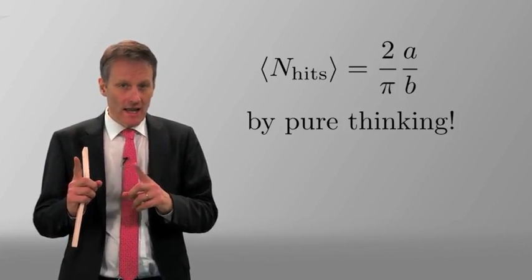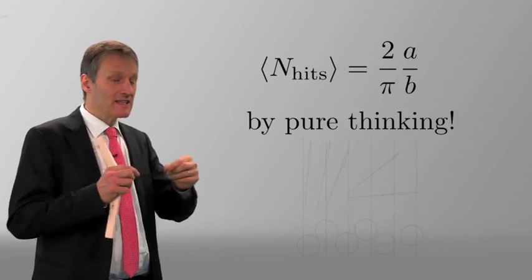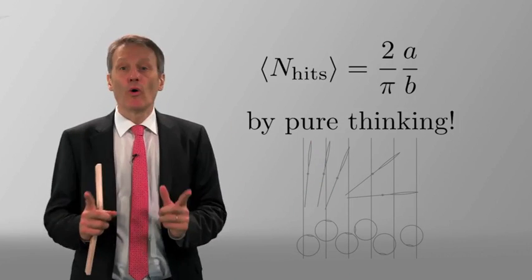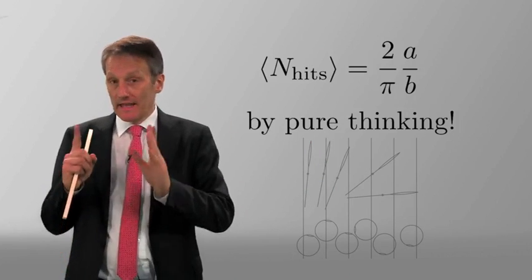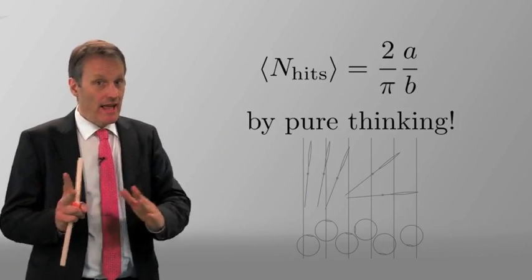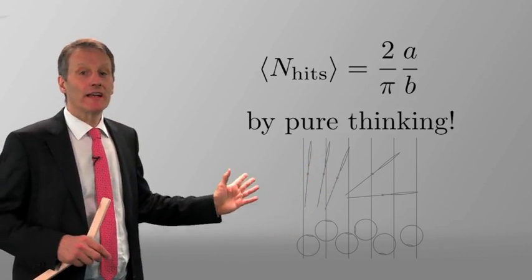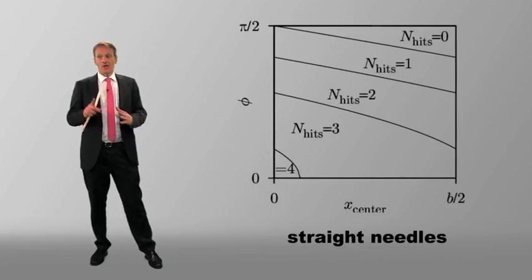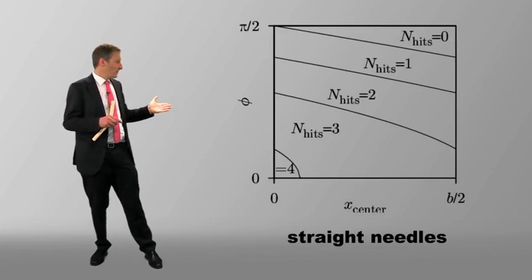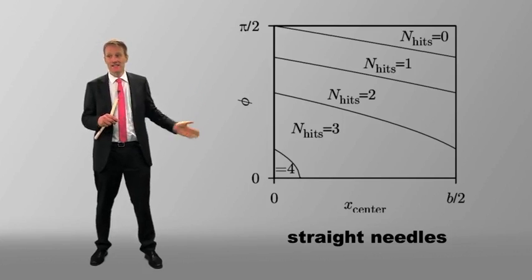We find that the outcome of the round needle experiment is the same as the outcome of the straight needle experiment? No, of course not. Let us look at the two experiments, the straight needle experiment and the round needle experiment, on their respective landing pads. For the straight needle experiment, as a function of x and phi, we can have 0 hits, 1 hit, 2 hits, 3 hits, and 4 hits.